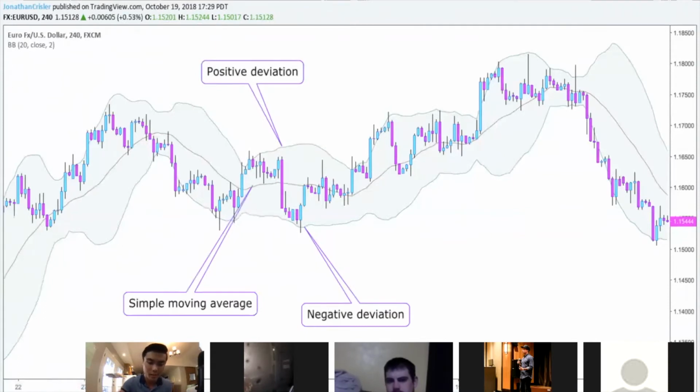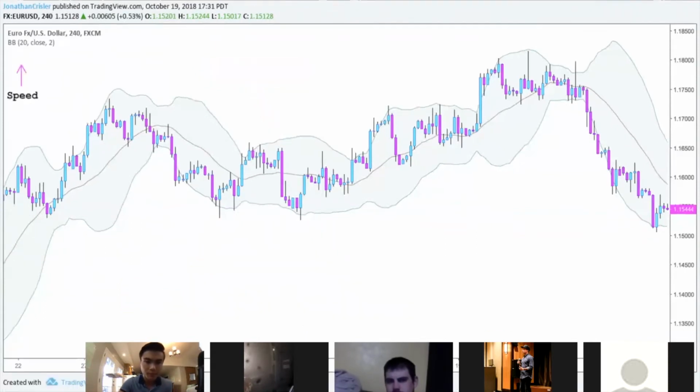That's right there, a simple moving average it's based off of. And if you can see in the upper left-hand corner where it says speed, that's what I was talking about earlier. The distance is 20 candlesticks. That's how many candles the moving average will take. And then the deviation is 2. So the deviation is the distance between the Bollinger Bands and the simple moving average in the middle.